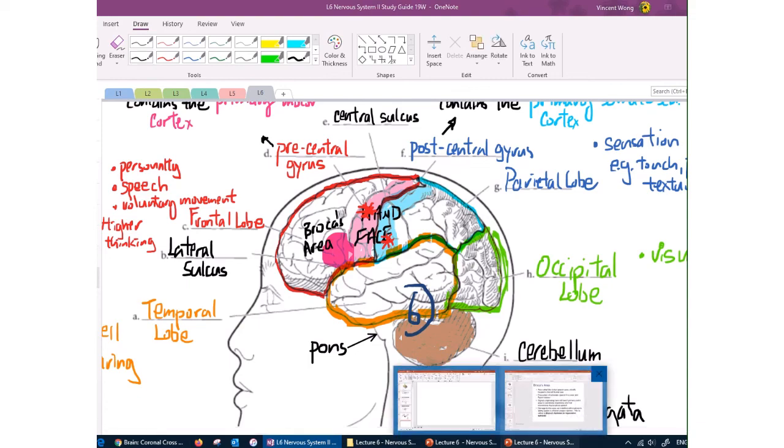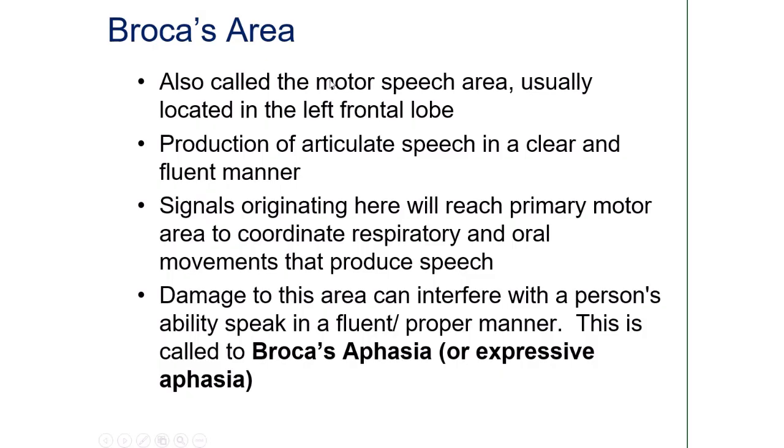Right, so let's take a look at the PowerPoint slides for that. This is also called the motor speech area, and like I said, it's usually located in the left frontal lobe for most people. It allows you to basically coordinate with the primary motor area, the primary motor cortex, to use the different muscles, different respiratory movements and oral movements to produce articulate speech. Okay, so when we pronounce things, when we try to say things with the right syntax, all that is going to involve the Broca's area.